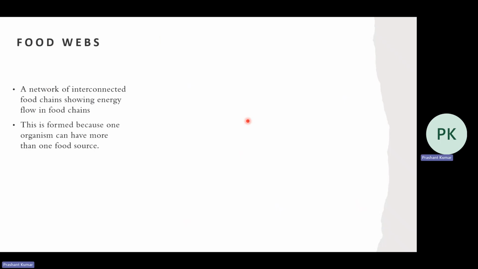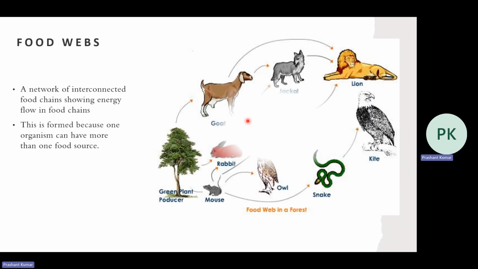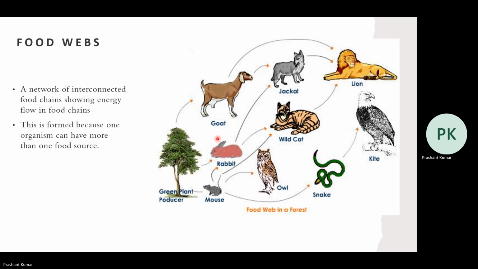What is a food web? A food web is just a network of interconnected food chains. There are so many food chains. Like see this example. In this example, there are so many food chains and all are interconnected, right? This is formed because one organism can have more than one food source.